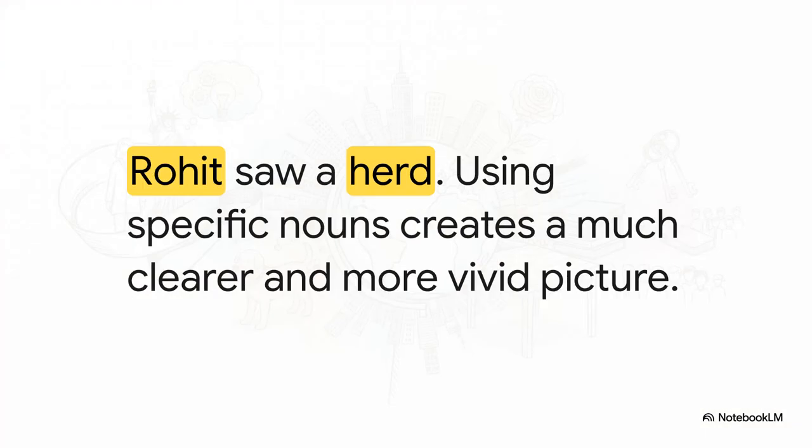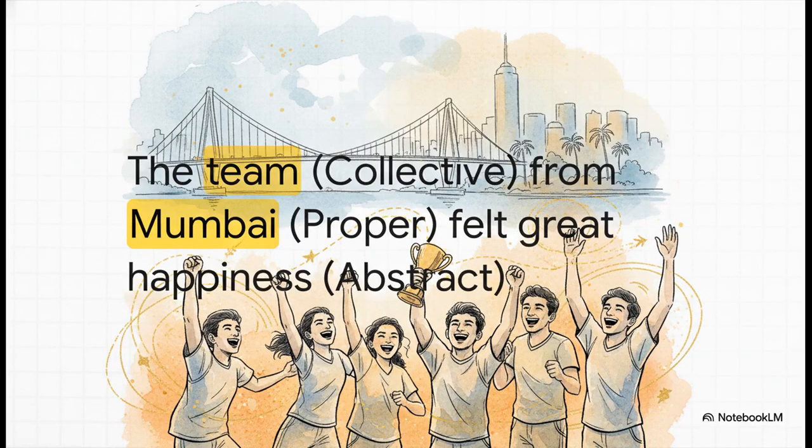But now, check this out. What if we change it to, Rohit saw a herd? See? Instantly better. By using a proper noun, Rohit, we now know exactly who we're talking about. And by using that collective noun, herd, our brain immediately pictures a whole group of animals, not just one. It's so much more vivid. Let's put this all together in a little story to see all 9 types in action.